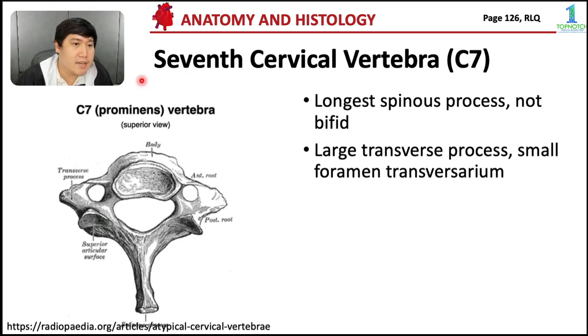C7, the last atypical vertebra, among the cervical vertebrae has the longest spinous process and it is not bifid. It has a large transverse process, however, a small foramen transversarium. So the vertebral artery and friends do not pass through that foramen.